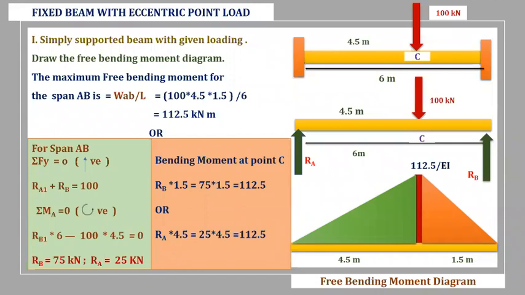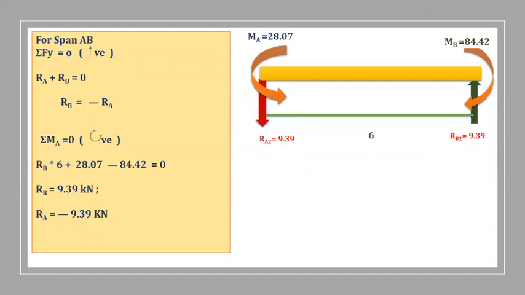Now coming to the second one, these are the support reactions. RA2 9.39, RB2 9.39. If we add RA1 plus RA2, that gives the final support reaction at point A. RB1 plus RB2, that gives the final support reaction at point B.